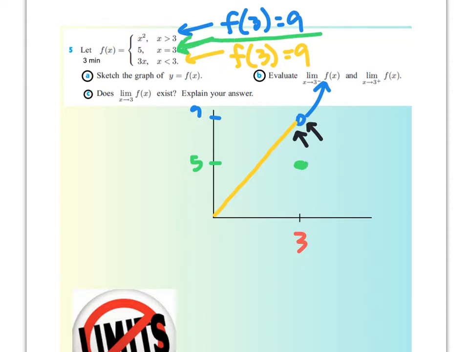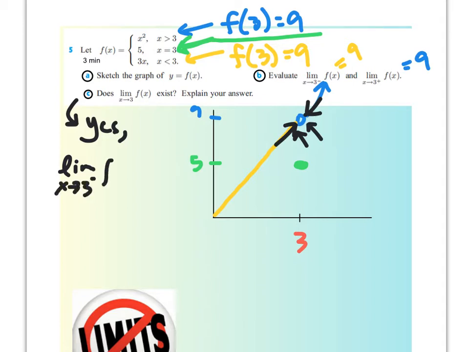So just because there's a discontinuity and a hole in the graph doesn't play into the fact that the left-hand limit and the right-hand limit agree. Okay, so if I evaluate the left and the right-hand limit, my left-hand limit right here as it approaches 3 from the left is 9. My right-hand limit as it approaches from the right is also 9. Therefore, does it exist? Yes. And yes for part C because the limit as x approaches 3 from the left of f of x is equal to the limit as x approaches 3 from the right for f of x. Check. We're on it. One more.